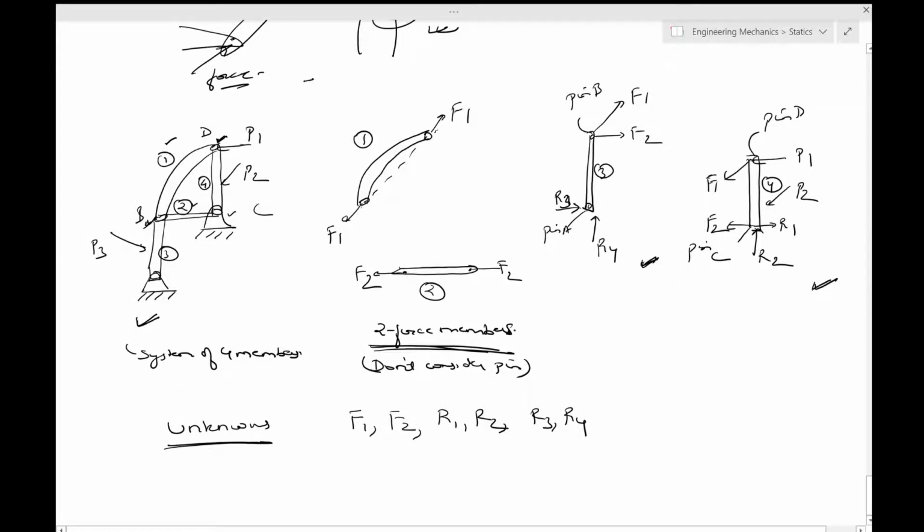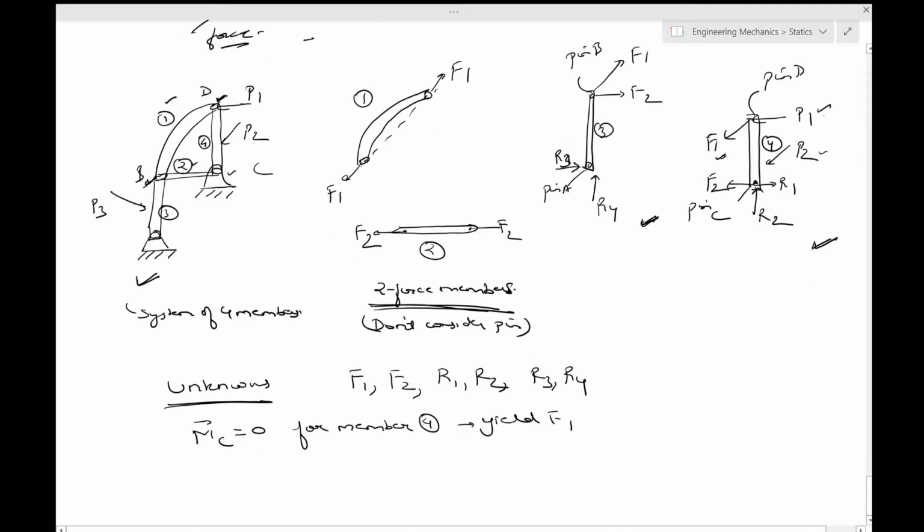So there are 6 equations of equilibrium for the members 3 and 4. So we can say that MC is equal to 0 for member 4. This should yield F1. So for member 4, if you balance the moments about the pin, R2, F2 and R1 will be there. P1 is a known force, so F1 you can get, because P1 and P2 are known, so F1 you will get out of this.